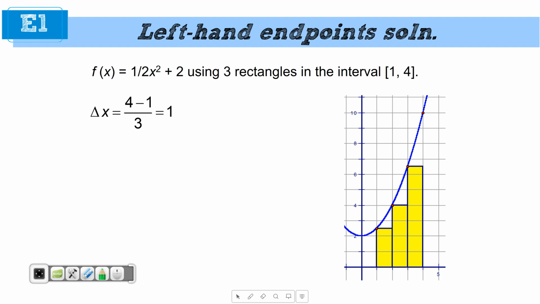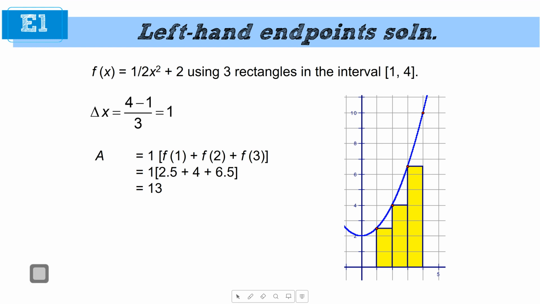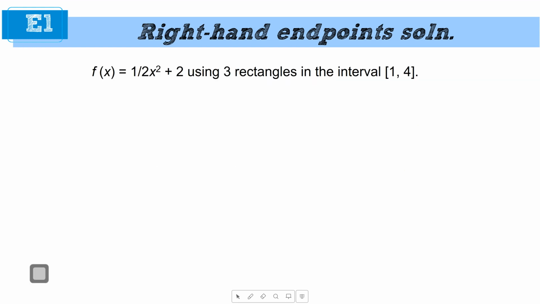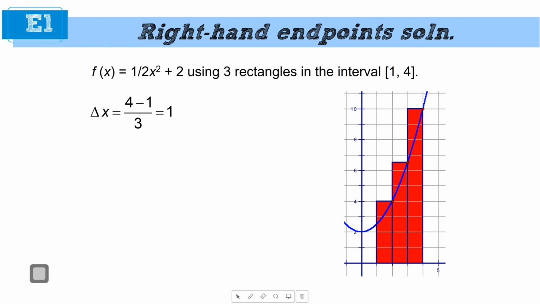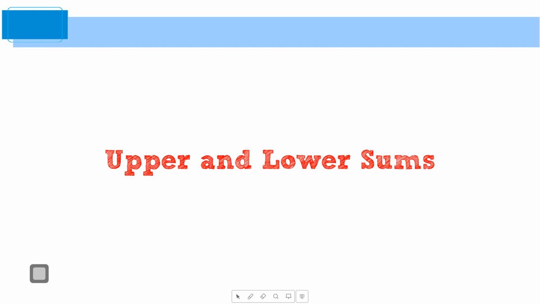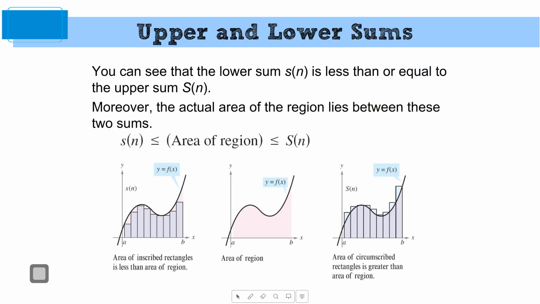Okay, so let's check our answers. Did that. Oh, 13, that's what we had, right? Yes. Okay, good. And then right hand, we had 1 foot, there was red, and then 1, and then 20.5. Yes. We're good? Excellent.